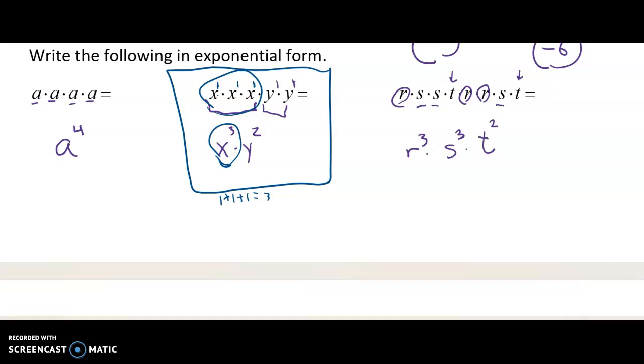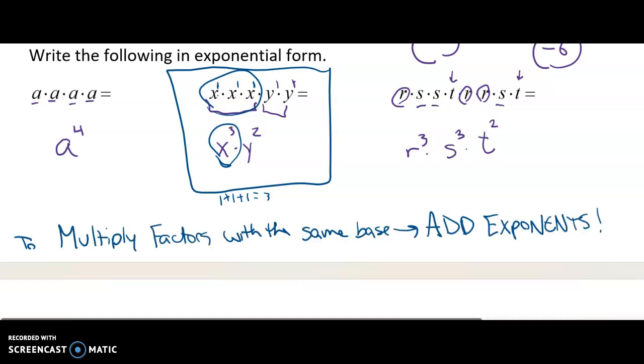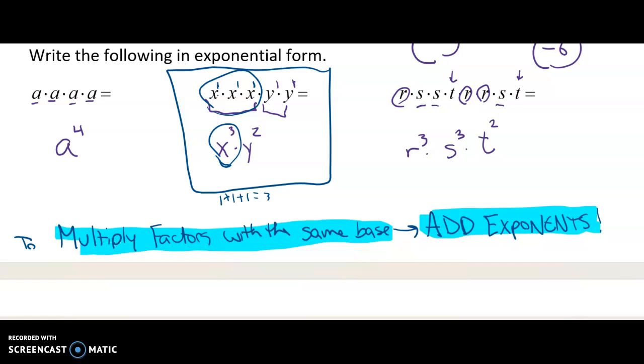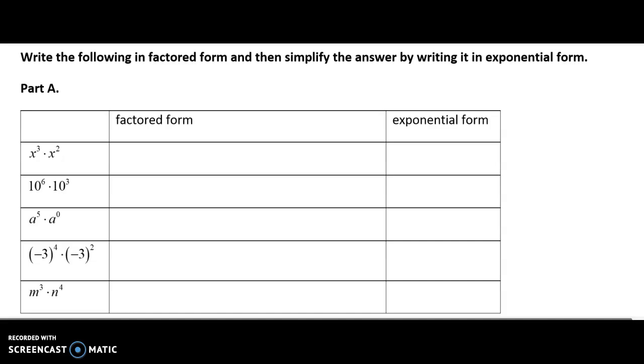So when we're multiplying factors with the same base, we can add the exponents. This rule can help us when we're trying to simplify expressions with exponents. Multiply factors with the same base, add those exponents. Let's do some practice. We have x to the 3rd times x squared. That's x times x times x, and then times x times x for x squared. Remember, when we don't see an exponent, the exponent is 1. We have 1, 2, 3, 4, 5 x's. X to the 5th.